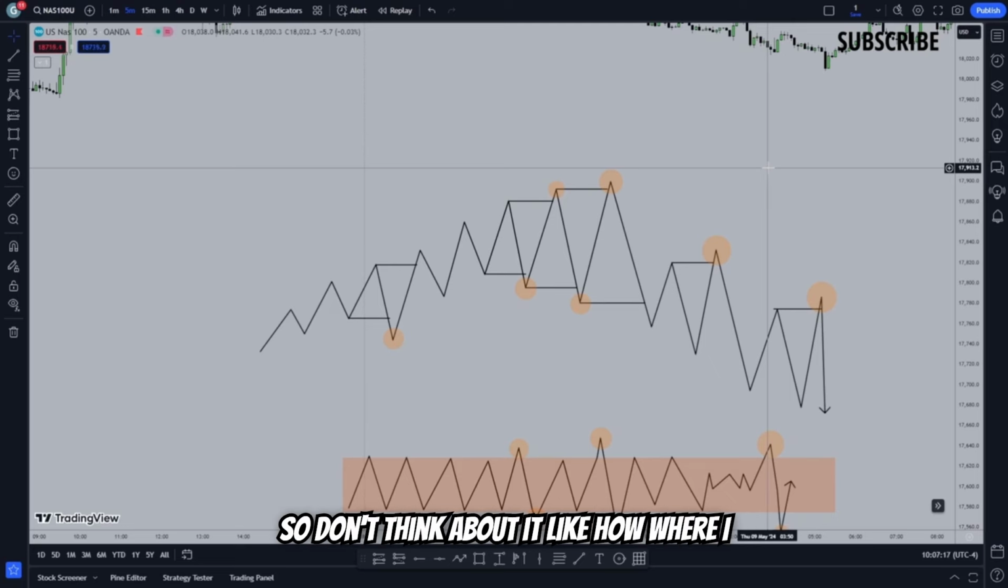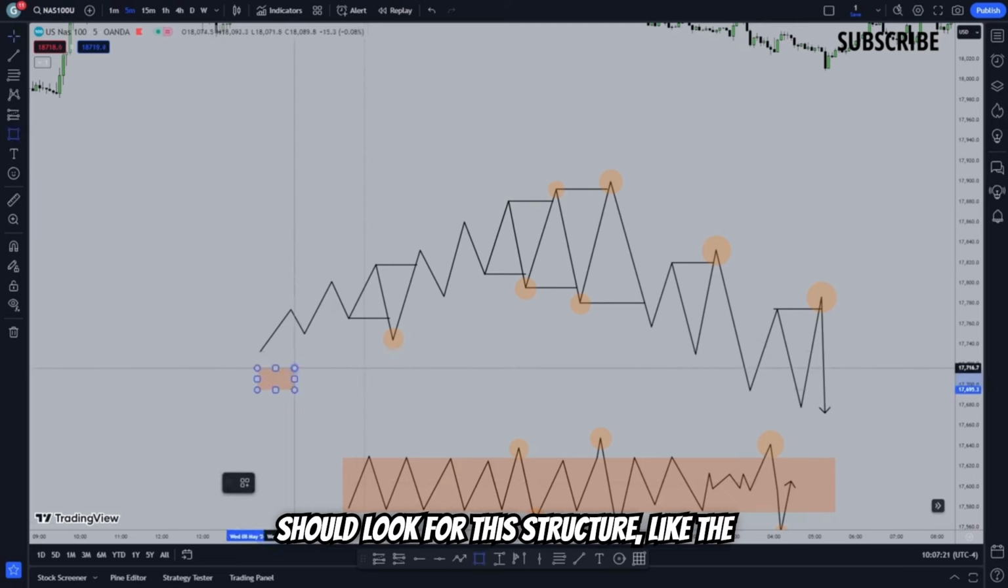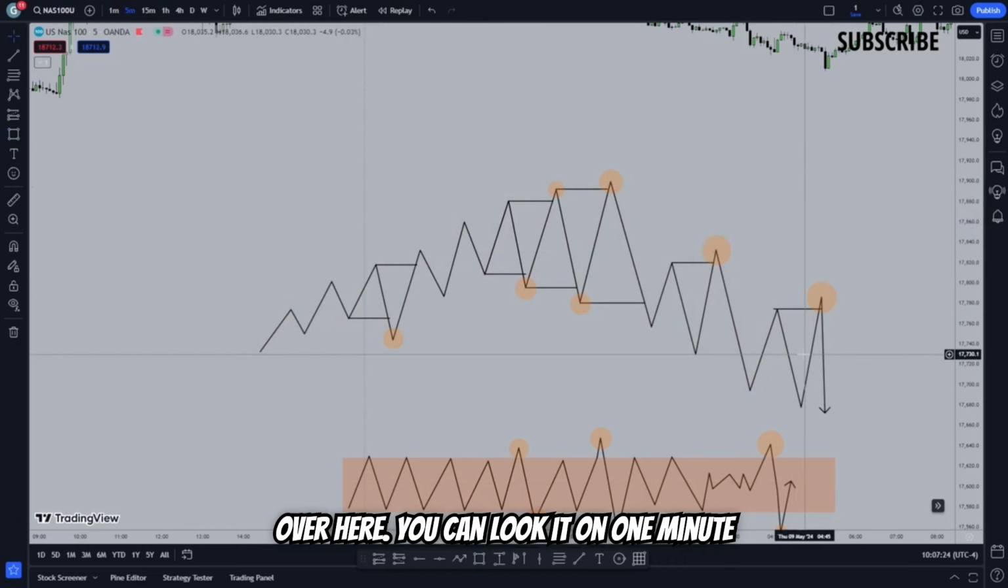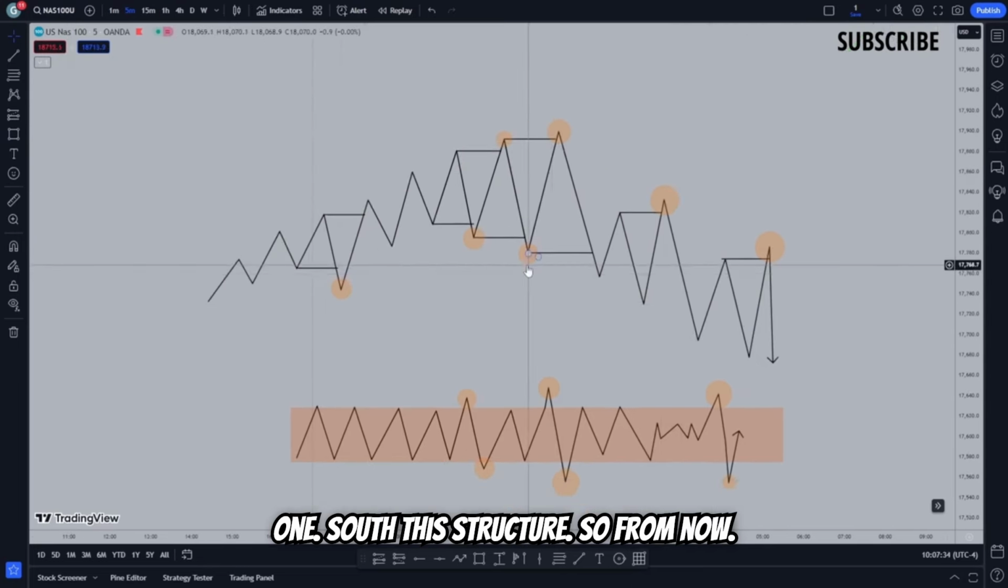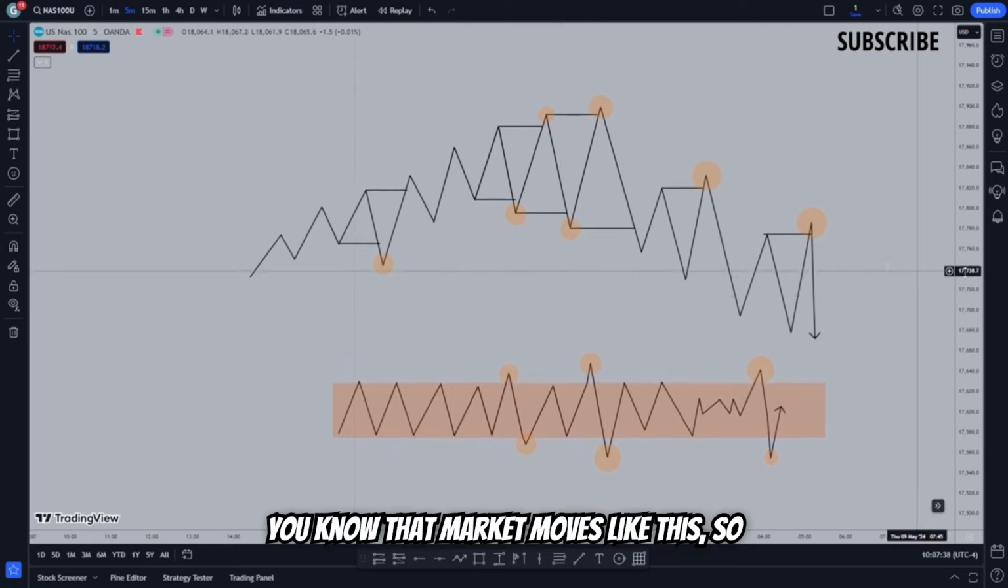So price is fractal, so don't think about where I should look for this structure which I'm explaining to you over here. You can look for it on the 1 minute time frame, on the 15-second time frame, on the daily time frame. I hope you understood this one. So from now, you know that the market moves like this.